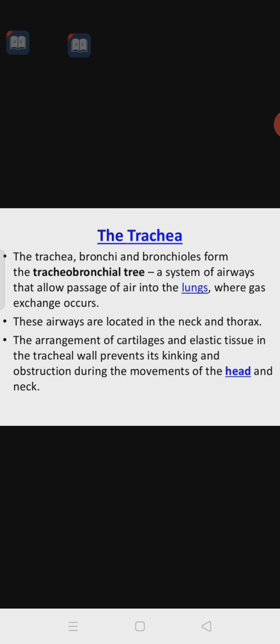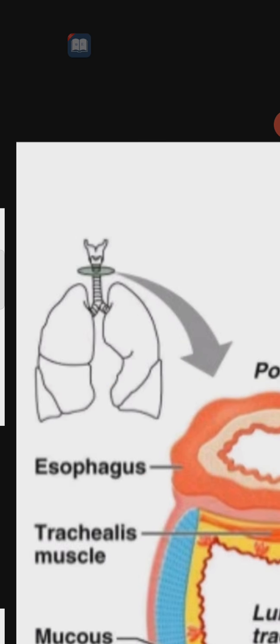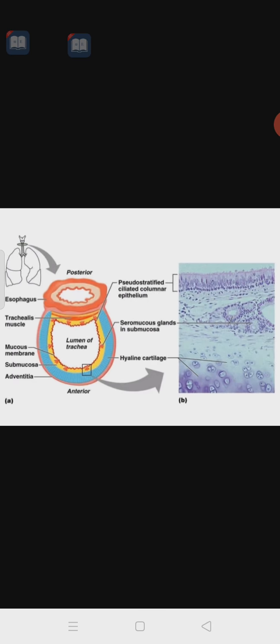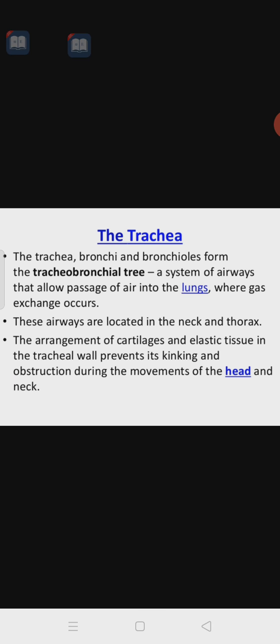So the trachea, bronchi and bronchioles. Here we see the trachea. When it enters within the lungs, that is the bronchi. The small structures are the bronchioles. Trachea, bronchi and bronchioles form the tracheobronchial tree.